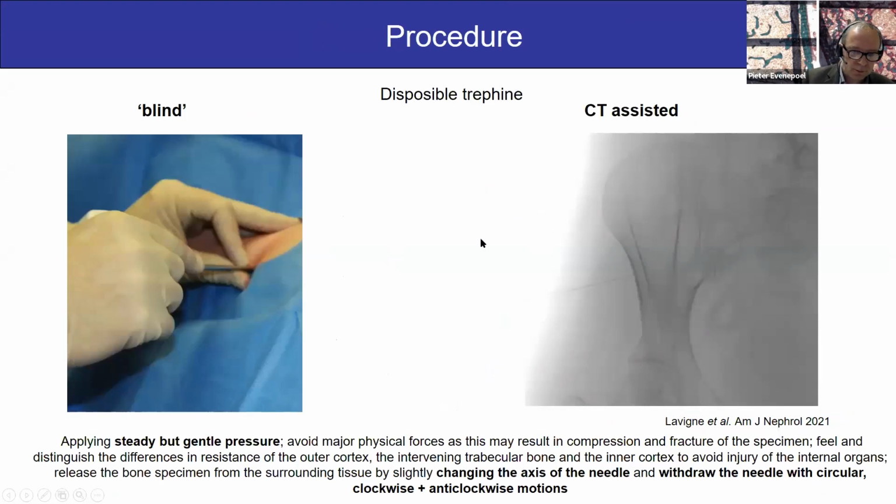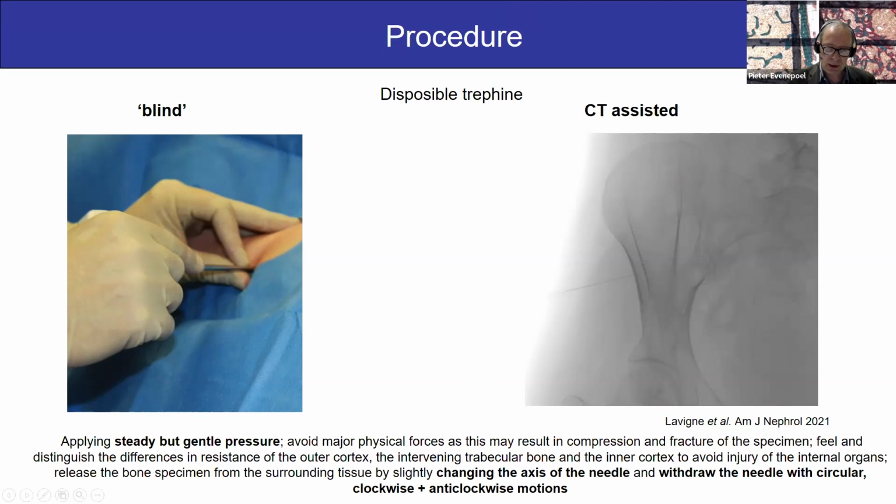Then you have to gently provide pressure with the needle. When you use the smaller disposable needles, there's no need to use a trocar or surgical instruments to make the hole bigger. It's a very small incision, and then you advance the needle directly to the bone and start rotating the needle with gentle pressure, avoiding major physical forces in order not to break the bone.